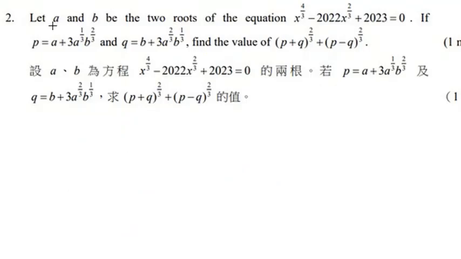Problem number 2. Let a and b be the two roots of the equation x to the 4 over 3 minus 2022 x to the power of 2 over 3 plus 2023 equals 0. If p equals a plus 3 a to the power of 1 over 3 times b to the power of 2 over 3 and q equals b plus 3 a to the power of 2 over 3 times b to the power of 1 over 3. Find the value of p plus q to the power of 2 over 3 plus p minus q to the power of 2 over 3.